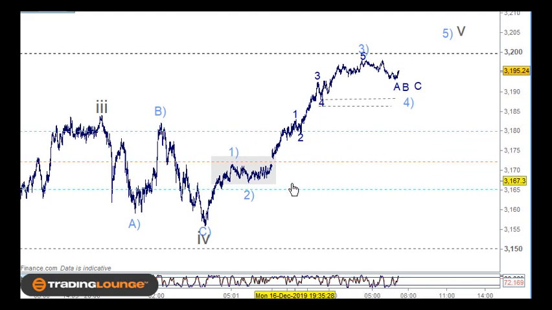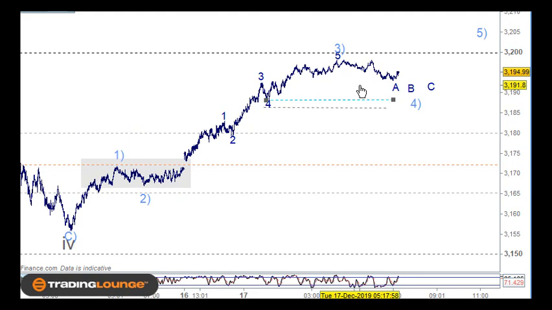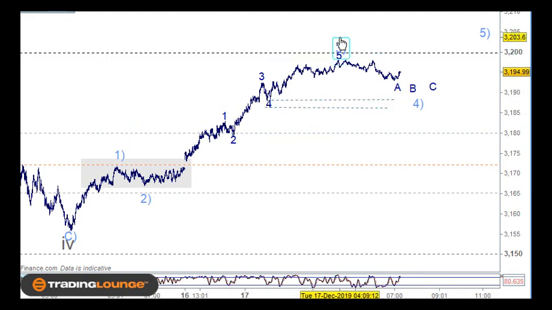It looks like we've got 1 and 2 here, and then 5 waves up here for wave 3 here, and then I'm looking for an ABC back here for wave 4 that can pull back to the wave 4 of 1 lesser degree and the 38.2% retracement level, which is a little bit lower.